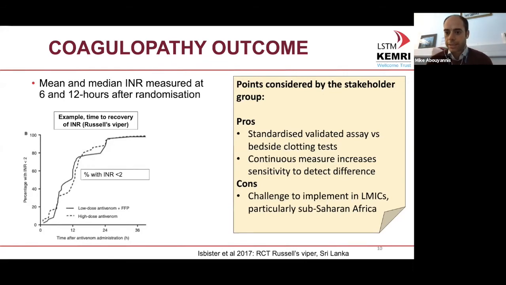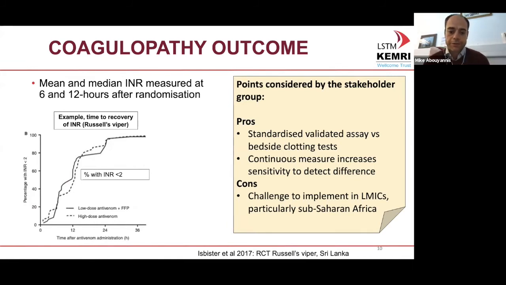Now, the points considered by the stakeholder group in selecting this core outcome was that a standardized validated assay was needed, and that although bedside clotting tests do offer certain advantages, their use as a tool to measure success of treatment currently doesn't have enough validity data to use as a core outcome measure.